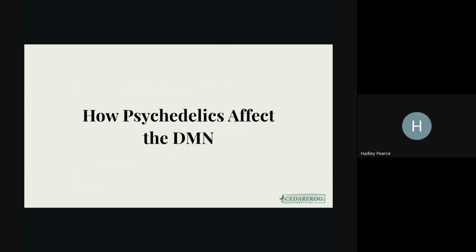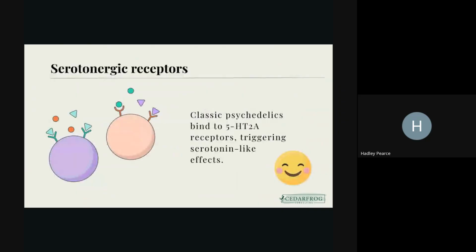Our brains naturally have the ability to have beneficial effects through neurotransmitters that already exist, but psychedelics can help tap into these natural abilities. They do this through serotonergic receptors. So classic psychedelics bind to 5-HT2A receptors, which are a form of serotonergic receptor, which triggers serotonin-like effects. So these are feelings of happiness and well-being, calm, helps with emotional regulation and feeling kind of emotionally balanced.